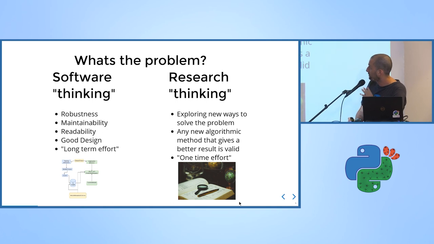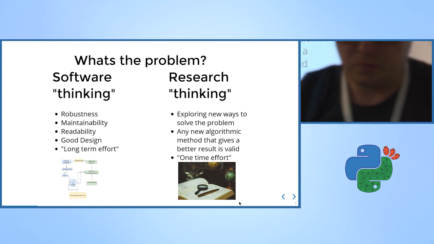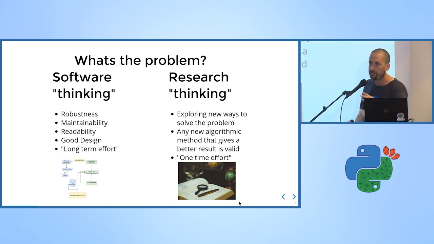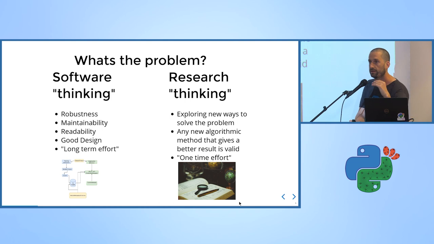On the other end, research thinking, and here research can be training deep learning models, but if you think about it, it's also when you come to solve any algorithmic problem. You explore new ways to solve the problem. You might need to be creative. You might need to read an academic paper and think whether that new solution can be applied. And generally, everything that you do is okay, as long as you get to the end results, which could be reducing the error, giving better prediction. And again, generalizing, it's a one-time effort.